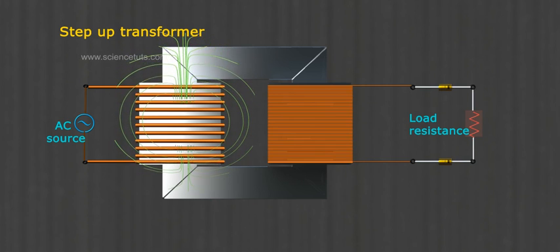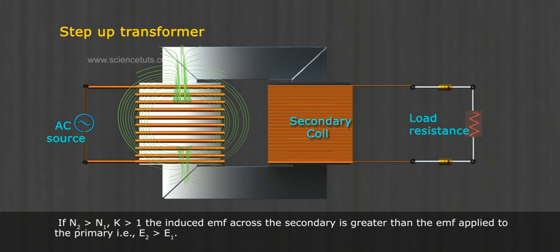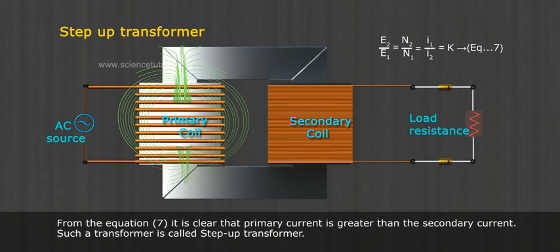Step-up transformer. If N2 is greater than N1, K is greater than 1, and the induced EMF across the secondary is greater than the EMF applied to the primary, that is, E2 greater than E1. From equation 7, it is clear that the primary current is greater than the secondary current. Such a transformer is called a step-up transformer.